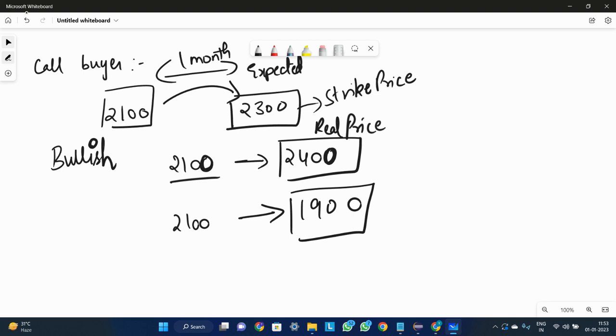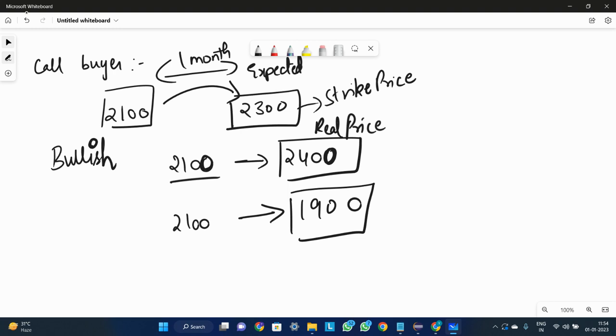But what happened? Bummer. Reliance price drops from 2100 to 1900, right? Now what happens? Now will he exercise his option? Because I told you in the beginning that an option gives you the right but not the obligation. That means you can exercise it or you cannot exercise it.